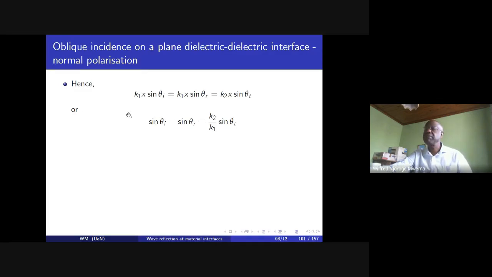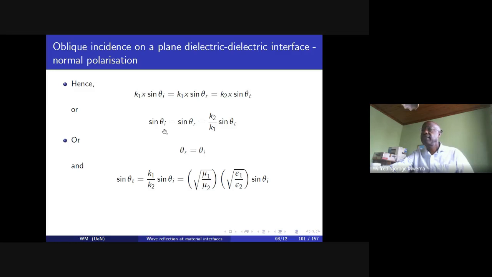And therefore, all that means is that K1x sine theta I must be equal to K1x sine theta R, and it must be equal to K2x sine theta T. In other words, we can have that sine theta I is equal to sine theta R equal to K2 by K1 sine theta T. Now here we'll extract two conditions. One, that the sines are going to be equal. The sine theta I will be equal to sine theta R only if theta R and theta I are equal, and we call this the Snell's law of reflection.